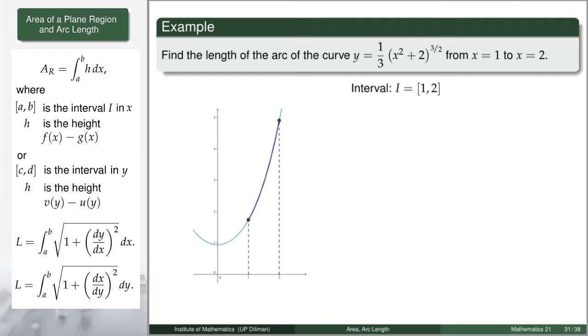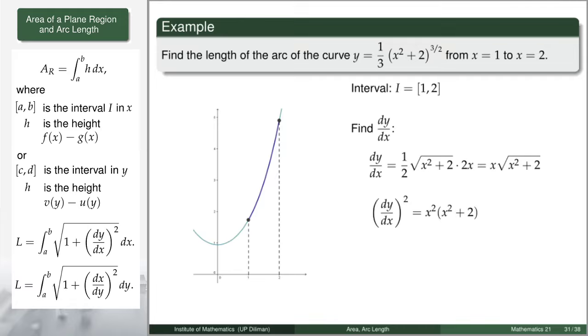Now, unlike before in the area where it's easy to plug in f minus g, for length of arc, sometimes we need to simplify a lot before we set it up. For example, there are a lot of steps to get the integrand. First, we find dy over dx, which is just 1/2 square root of x squared plus 2 times 2x, which can be simplified to x square root of x squared plus 2. This may look bad, but this is not enough since we still need to square it, and the square will be this, which we still need to add to 1 and then take the square root so that we'll be able to find the arc length.